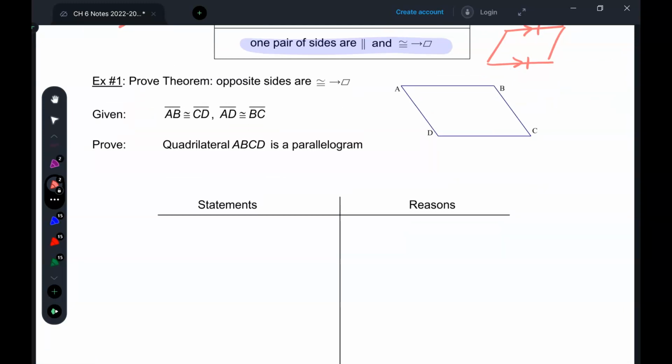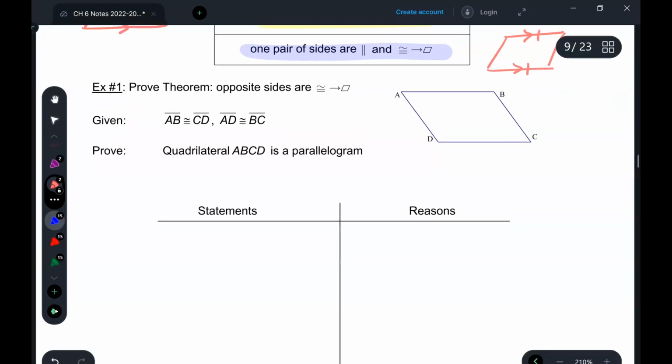All right, so here we want to prove that theorem. Now, the only way that we can assume that we have a parallelogram at this point is the definition. So if we can get opposite sides to be parallel, then by the definition, we know we have a parallelogram. So that's going to be our goal in this proof. We want to try to get the opposite sides to be parallel.